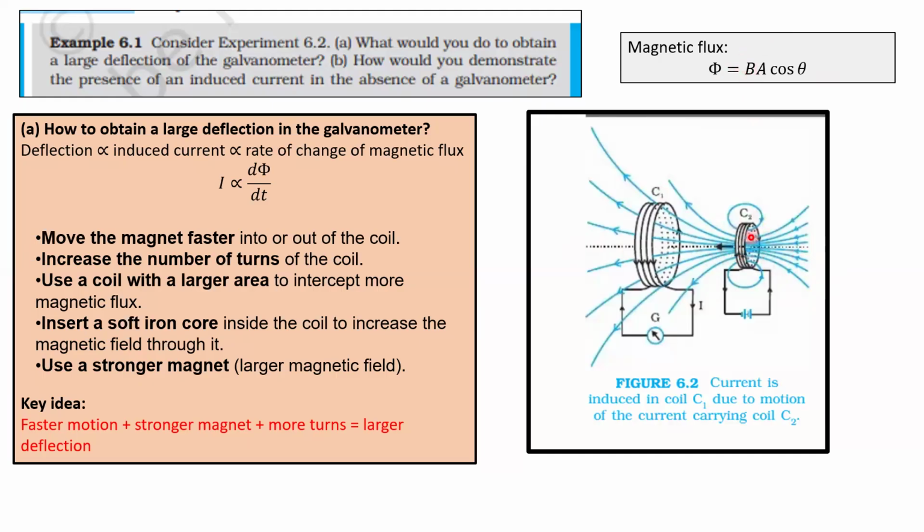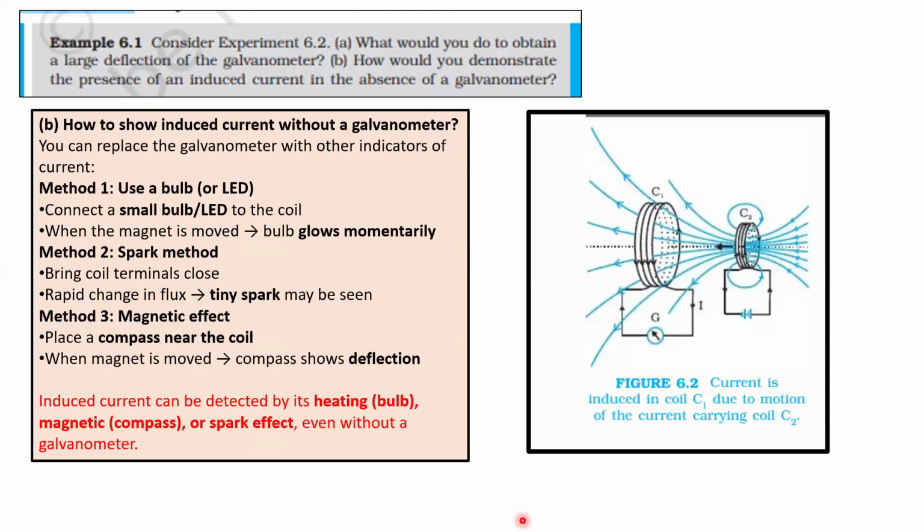Area, we have to increase the area. Then dt, we have to reduce. So the current will be increased. We'll go for the second part of the question now.